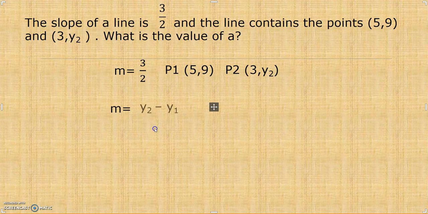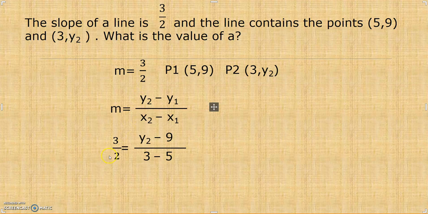So let's plug in to our formula on how to get the slope. So m is equal to y sub 2 minus y sub 1 over x sub 2 minus x sub 1. So let's plug in the value of m, which is 3 over 2. So 3 over 2 is equal to y sub 2 minus 9 over 3 minus 5. Then simplify. So we have 3 over 2 is equal to y sub 2 minus 9 over -2.